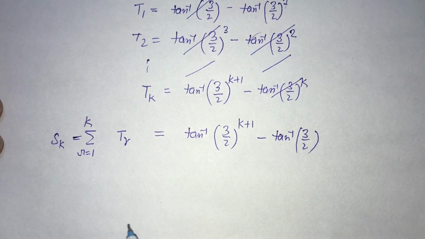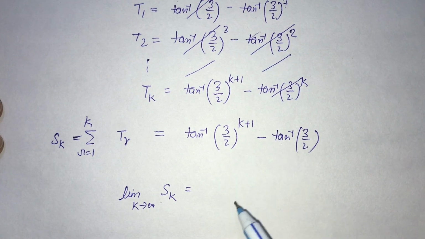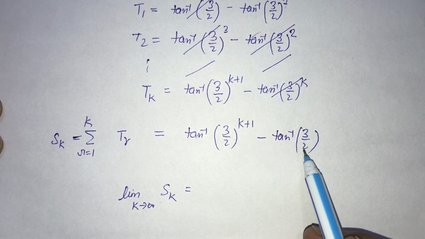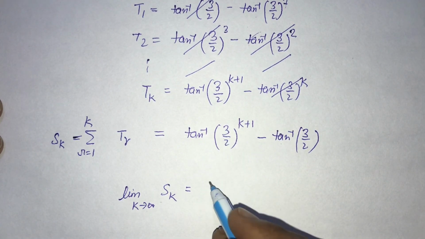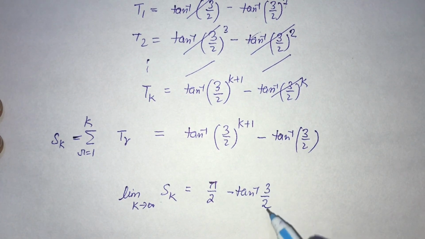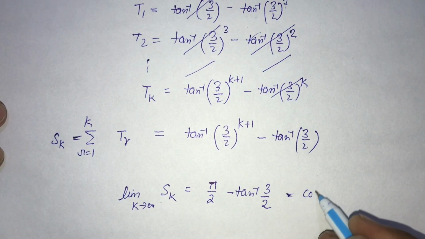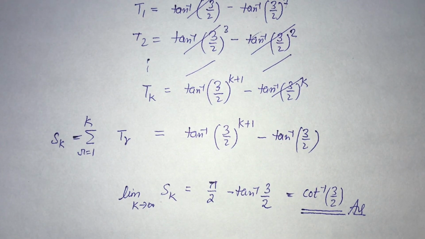Now what we were asked to find? We were asked to find limit k tends to infinity Sk. So simply just try to put infinity here. So if Sk is tan inverse 3 by 2 raised power k plus 1 minus tan inverse 3 by 2, if k tends to infinity, this would become tan inverse infinity, which will give you pi by 2 minus tan inverse 3 by 2. Students, you know pi by 2 minus tan inverse x can also be written as cot inverse x, so cot inverse 3 by 2. So the answer for this problem should be cot inverse 3 by 2.